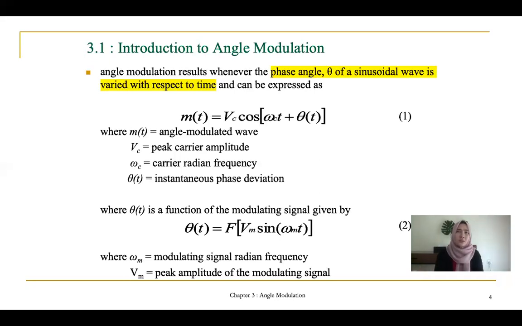Modulating carrier signal is a high frequency signal that we generate, and modulating signal is the signal that we want to transfer. Modulating signal is usually lower frequency compared to carrier frequency. So this is the same as angle modulation. You have two inputs, carrier and also modulating signal.